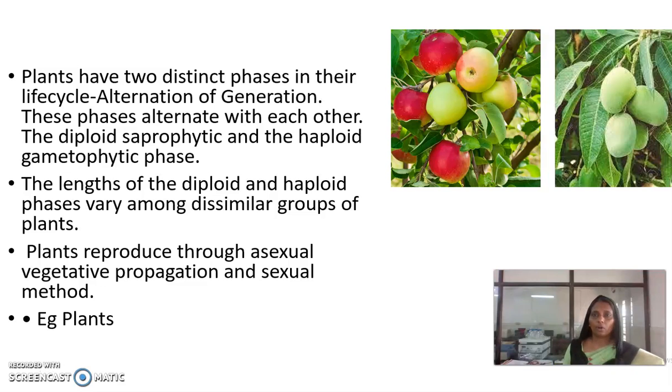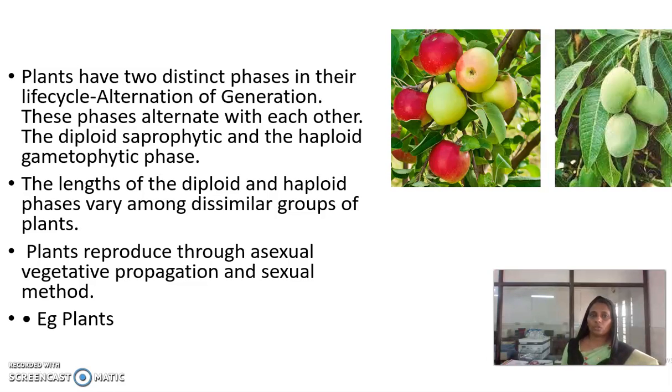Then one important specialty of plants is that they have two distinct phases in their life cycle. Alternation of generation can be seen. These phases alternate with each other. The diploid sporophytic phase and the haploid gametophytic phase can be seen. And the length of these diploid and haploid phases varies among dissimilar groups of plants.